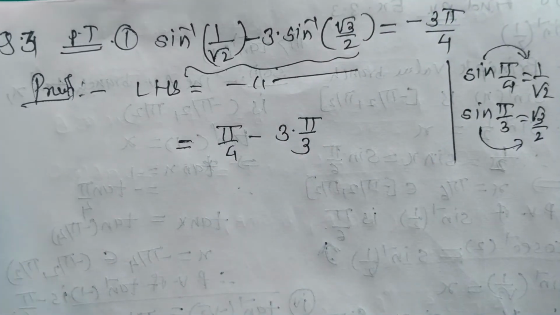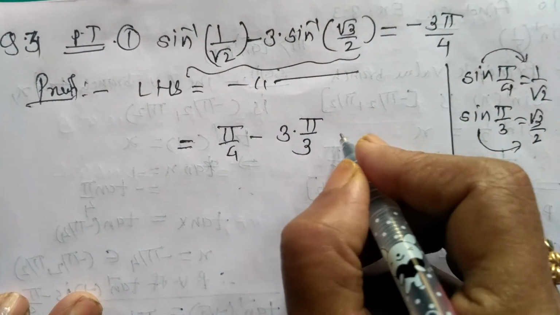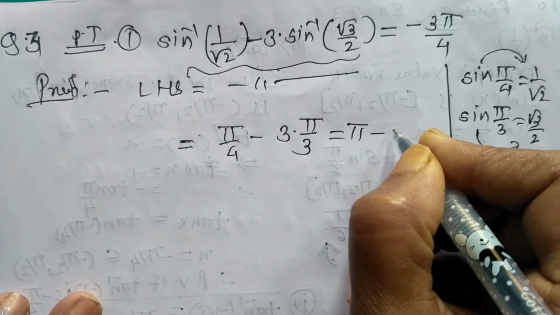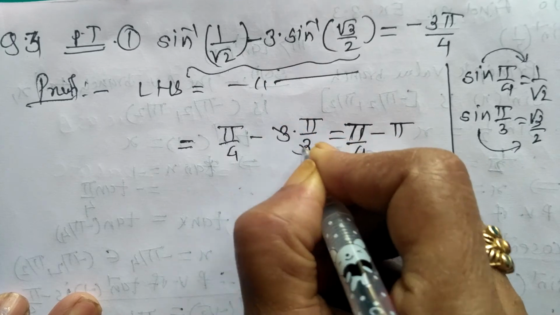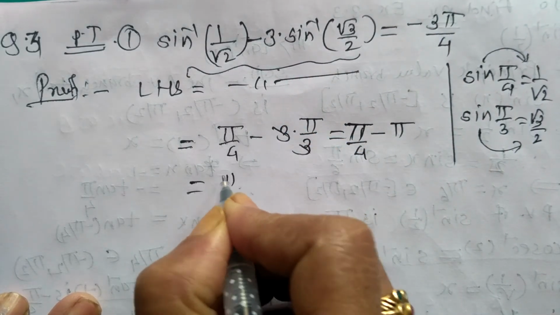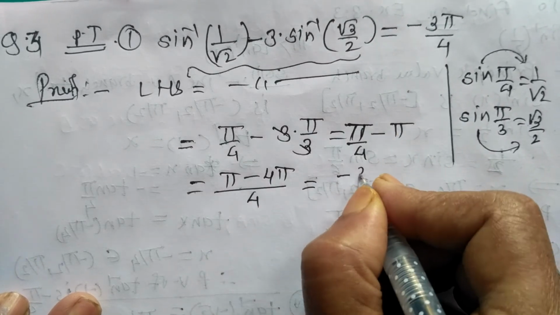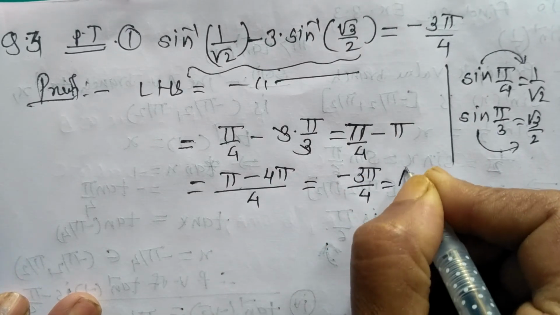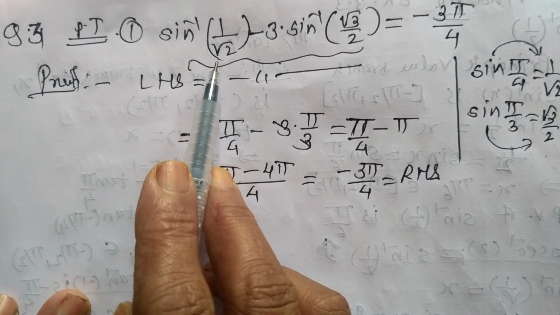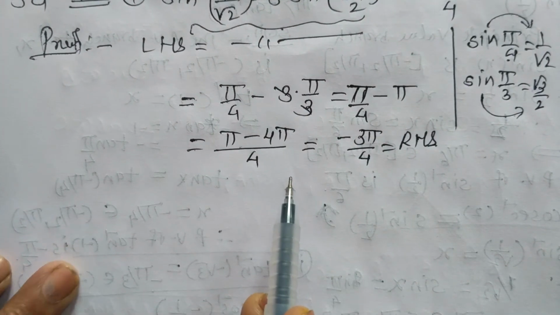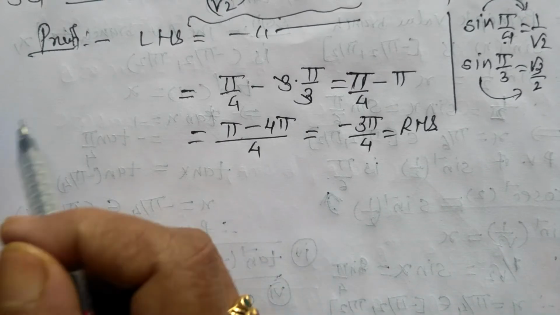Second value for the angle, 3 times pi by 3. Simplifying this, we get pi by 4 minus pi; these 3 cancel out. So we get pi minus 4 pi whole divided by 4, that is minus 3 pi by 4, which is the right side of the expression. So without replacing 1 by root 2 as sine pi by 4, we take the direct value by using values of the trigonometric function.